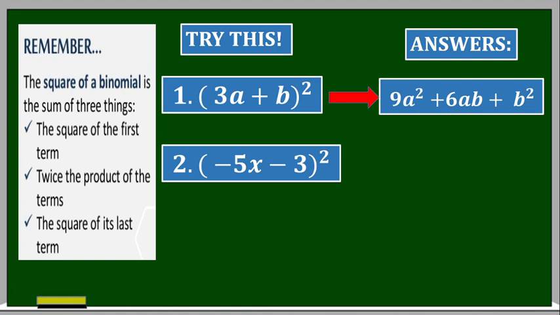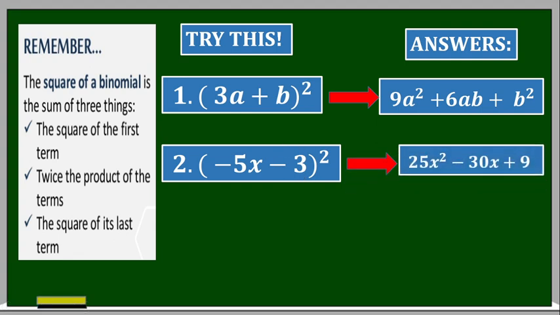Next, we have product of the two terms. Negative times negative is positive. 5 times 3 is 15x. But you double 15x. It becomes positive 30x. And then, square of negative 3, that is positive 9.